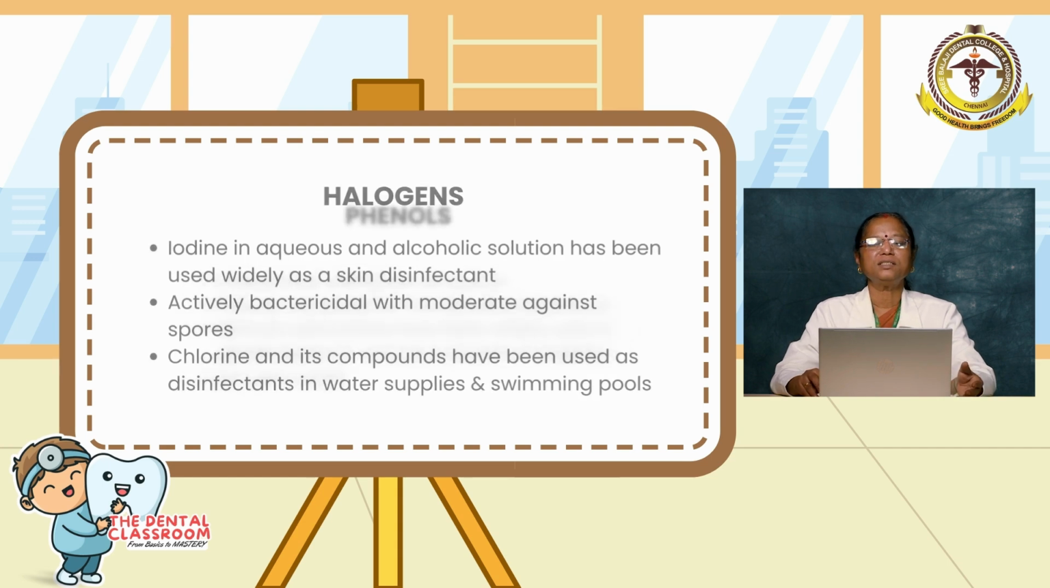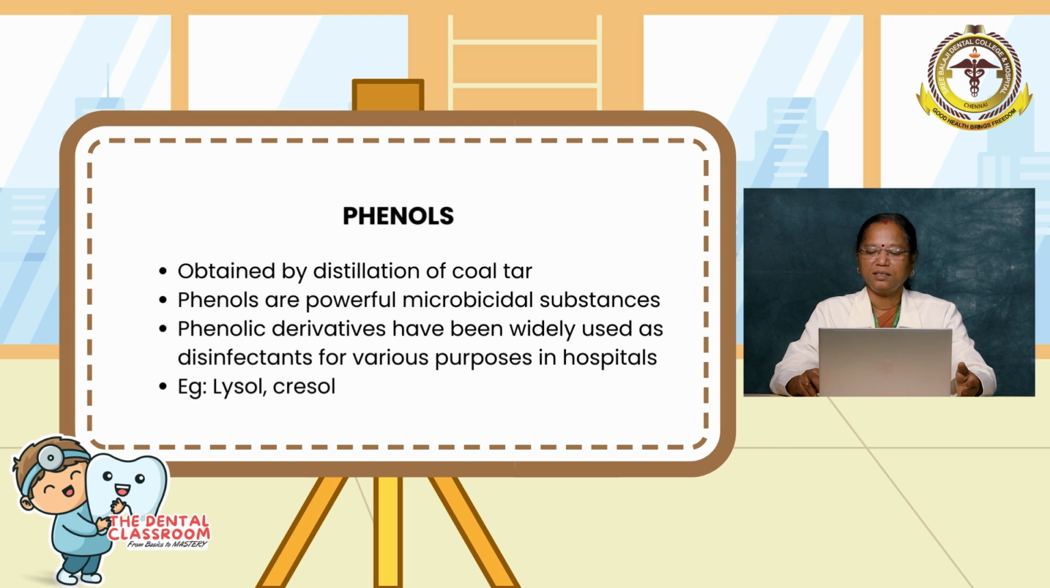The next disinfectant is phenols. Here I would like to mention a very important note. This is the first disinfectant to be discovered, and it is obtained by distillation of coal tar. Phenols are powerful microbicidal substances, and phenolic derivatives have been widely used as disinfectants for various purposes in hospitals, especially the restrooms and bathrooms, which are cleaned with phenol. Even the floor can be disinfected with phenol. Examples, Lysol and Cresol, come under this category.